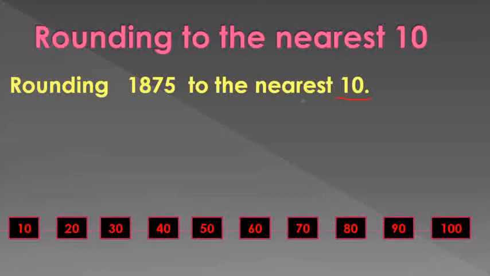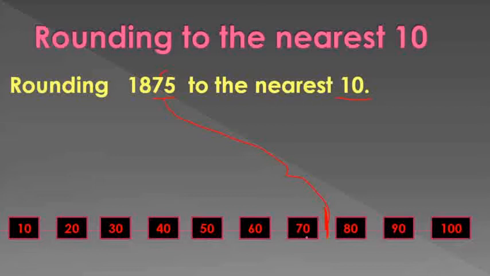Now just observe the last two digits of the given number. The last two digits are 75. 5 is at the unit place and 7 is at the tens place. So this 75 lies between 70 and 80. To round up this number, we will convert 75 to 80, and to round down this number, we will convert 75 to 70.